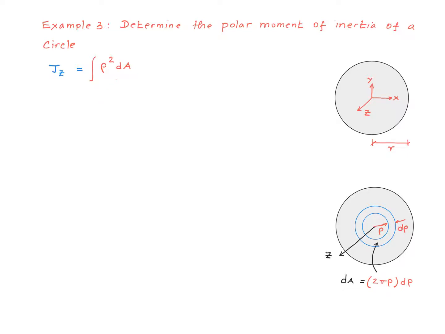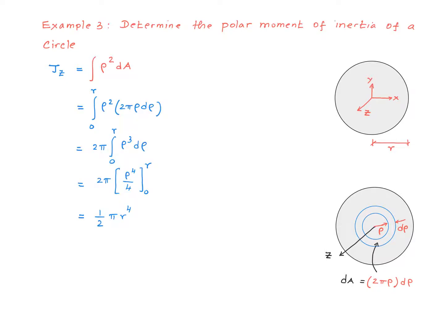The easiest way to perform this integration is to consider a circular differential strip like shown here. This strip is taken at a radius rho, and the thickness of the strip is d rho. The area of this strip can be approximated by this equation, where 2 pi rho is the circumferential length, right? And you multiply that by d rho, which is the thickness of the strip.